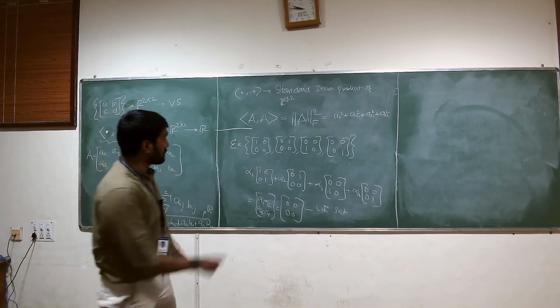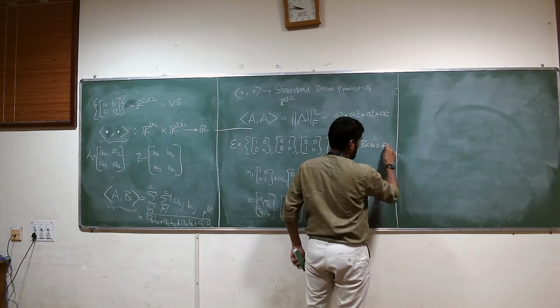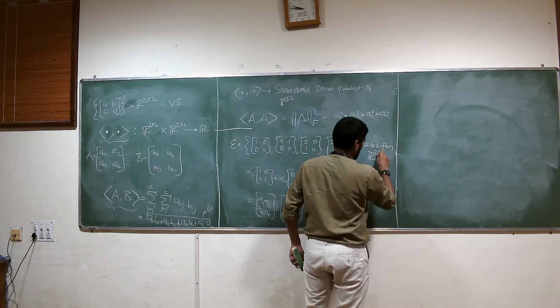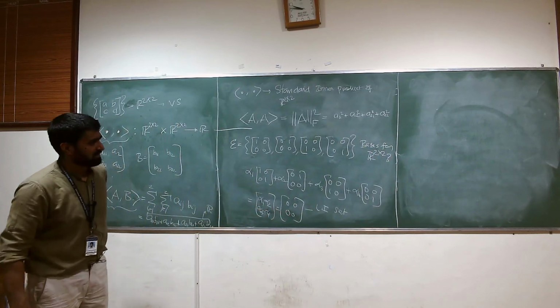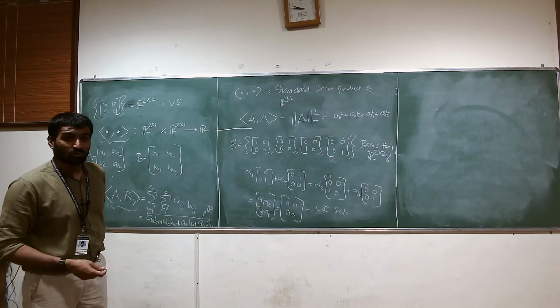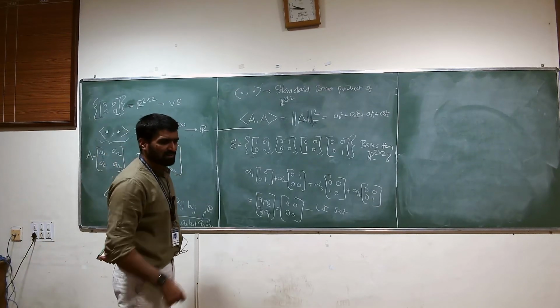But that's not done though. The question is whether this is the basis for R2. Not R2, R2 cross 2. We've only shown one condition. Does it span R2 cross 2? How do we show that?